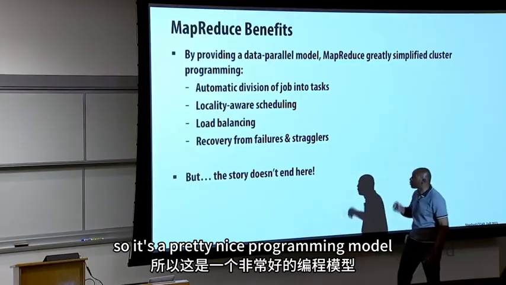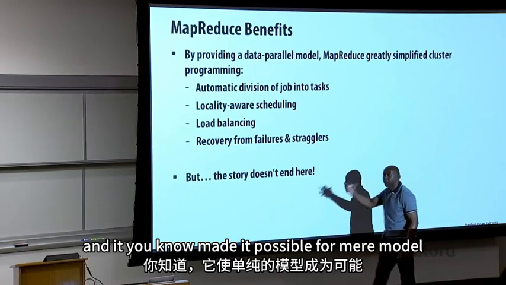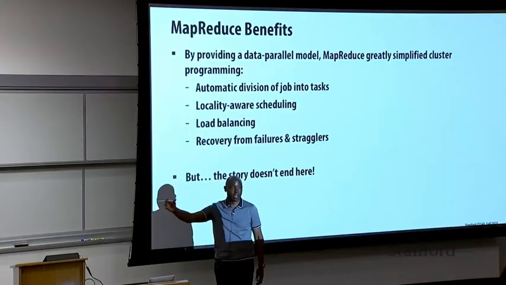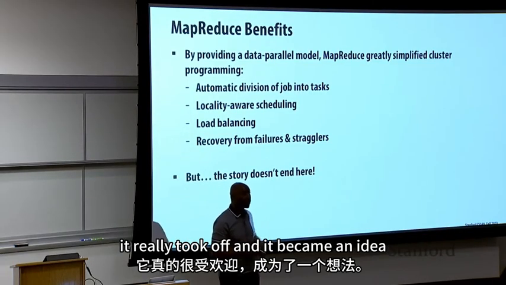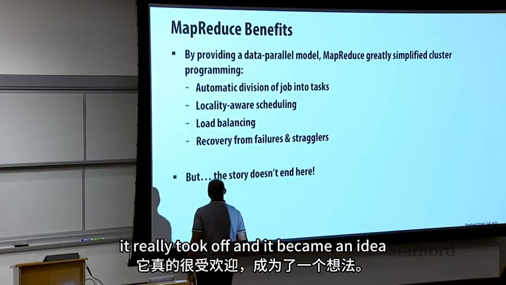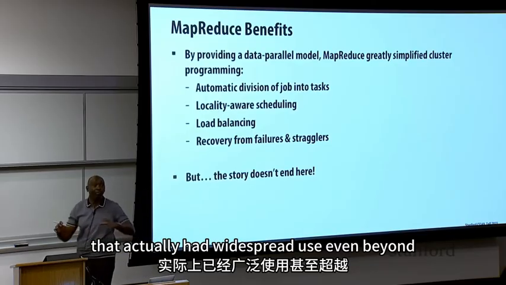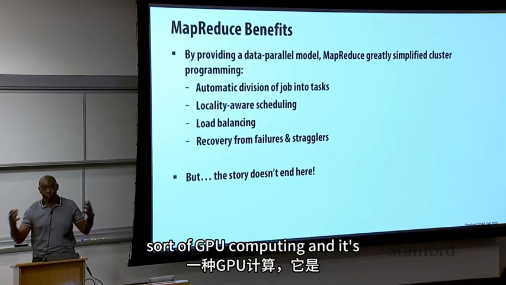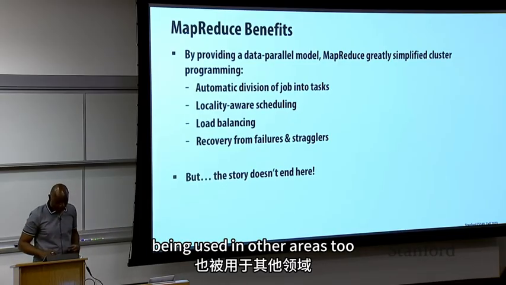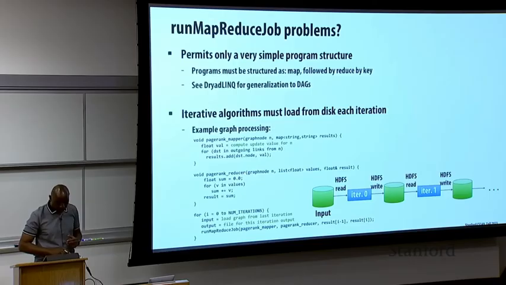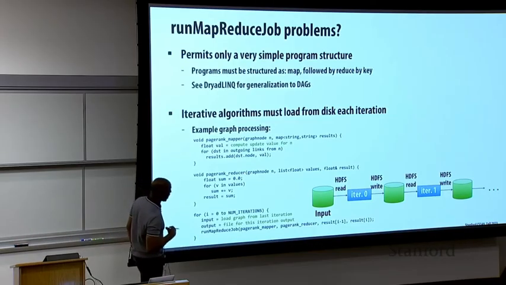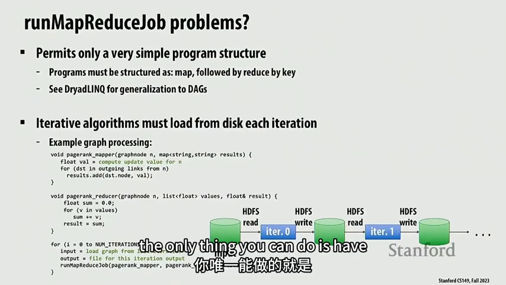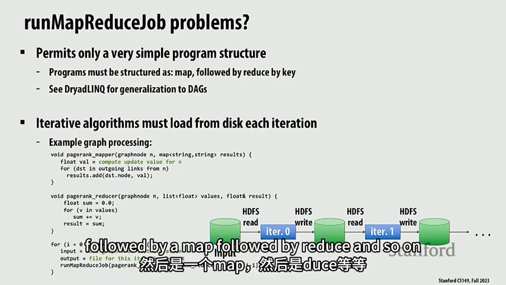So it's a pretty nice programming model, and it made it possible for mere mortals to program hundreds of thousands of CPUs for these data processing tasks. So it really took off, and it became an idea that had widespread use even beyond distributed computing, where we've already seen it in the context of GPU computing, and it's being used in other areas too. However, it does have some issues. The first issue is that the programming model is pretty simplistic. The only thing you can do is have a map followed by a reduce, followed by a map, followed by a reduce, and so on.